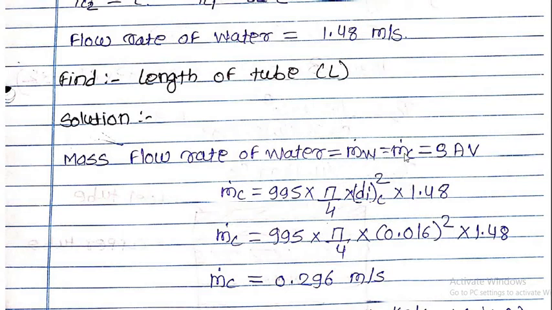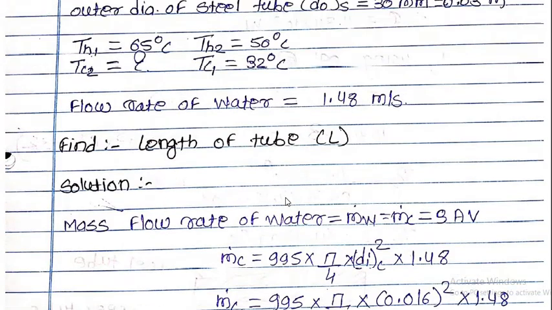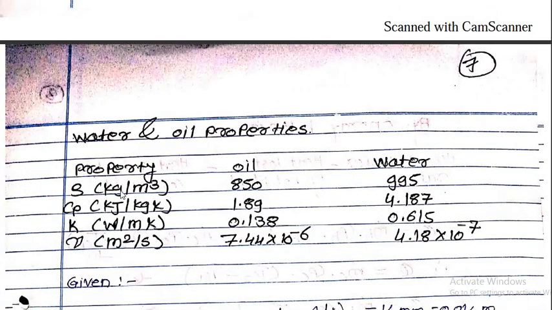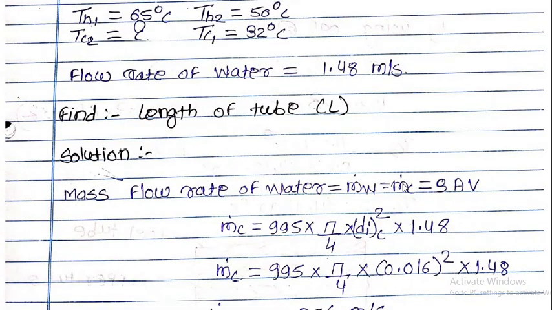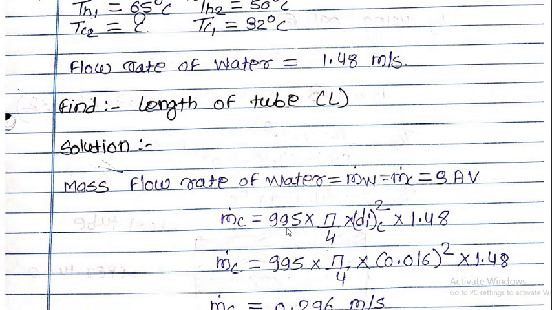So mass flow rate of water is equal to mass flow rate of cold fluid, m dot suffix w is equal to m dot suffix c is equal to rho multiplied by A multiplied by V. That is nothing but density multiplied by cross section area multiplied by velocity. Okay. So m dot c is equal to the density of water, which is provided in the table as 995. We have to take that density only. So m dot c is equal to density 995 multiplied by the area, which can be written as the cross sectional area.